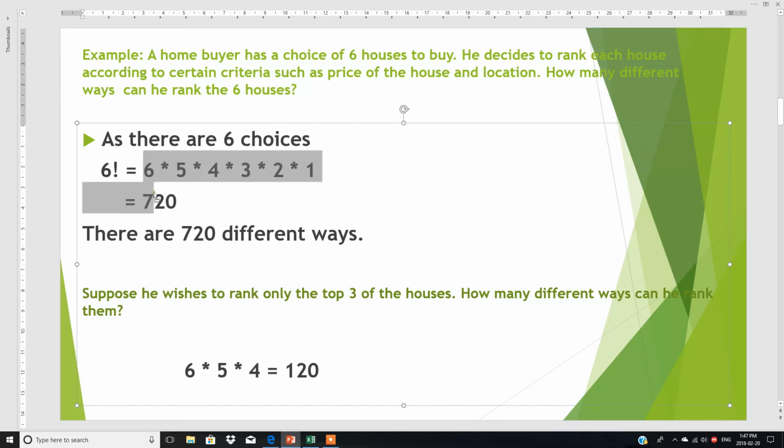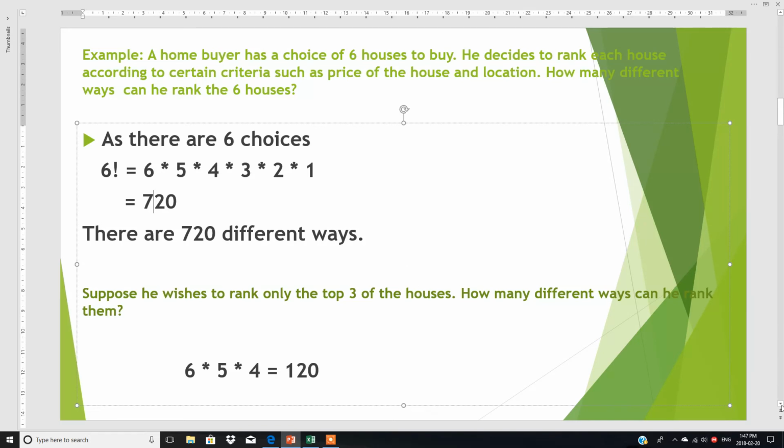4. Sorry, these 3. 6 multiply by 5 is 30, multiplied by 4, which is 120. So there are 120 different ways to rank the top 3 houses according to the price and location of the houses.